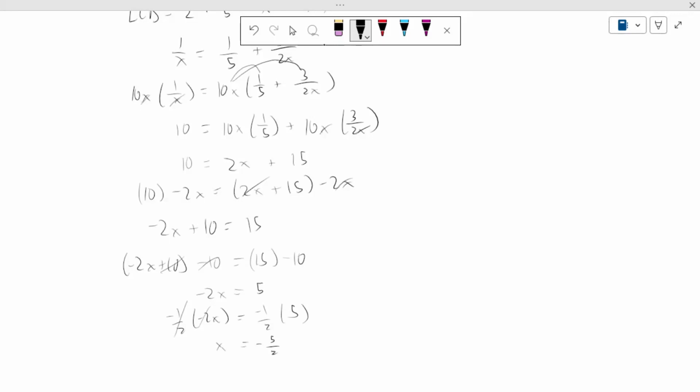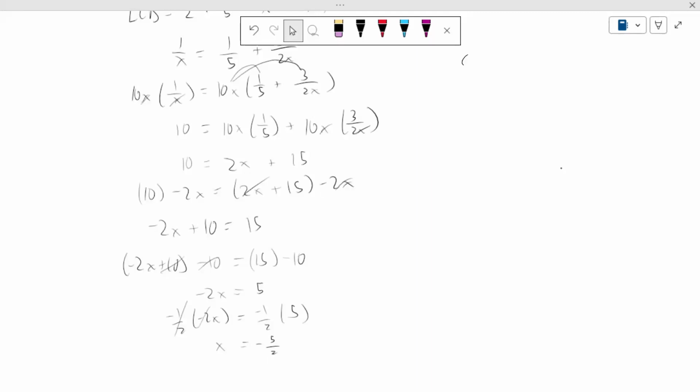So x equals negative 5/2. Okay. Now comes the fun part. Let's check our work. Okay. This turns out to be super important with rational equations. Okay. In this example, it's not going to matter, but I'm going to show you an example where it does matter. Okay. But first, let's do this.